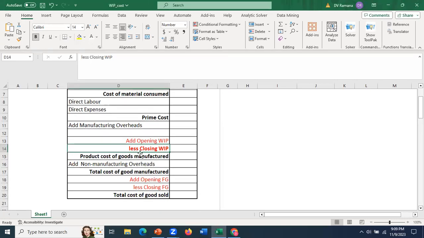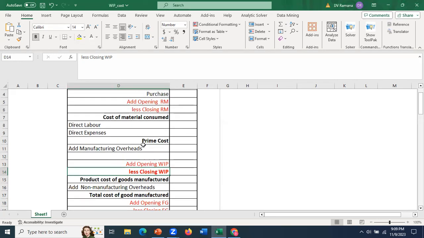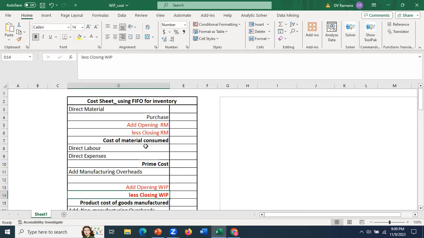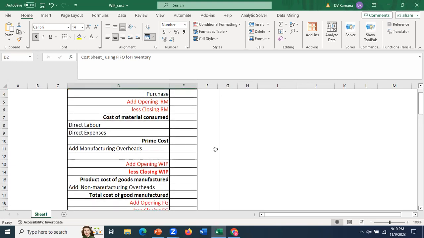Then add the non-manufacturing overhead. You will get the total cost of the goods manufactured. Then adjust for the finished goods: add opening stock of finished goods, and less closing stock of finished goods. You will get the total cost of goods sold. So this is a template that we are going to use. Unless specifically mentioned, we are going to use FIFO, and we will stick to this particular template.